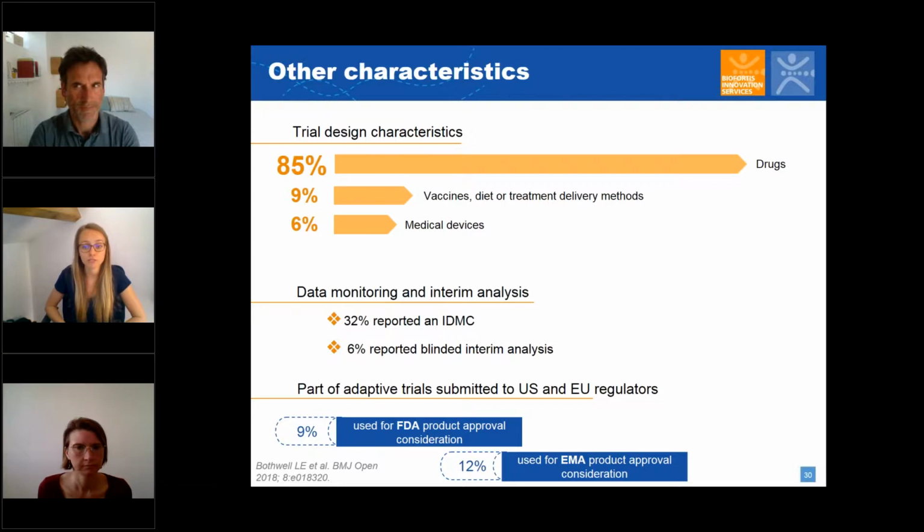Among the 142 studies, 9% were used for FDA product approval consideration, and 12% were used for EMA product approval consideration. We can also note that adaptive designs are known and accepted by the European Food Safety Authority, the EFSA, for the health claim submission.